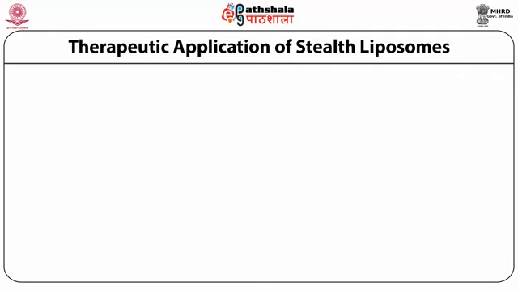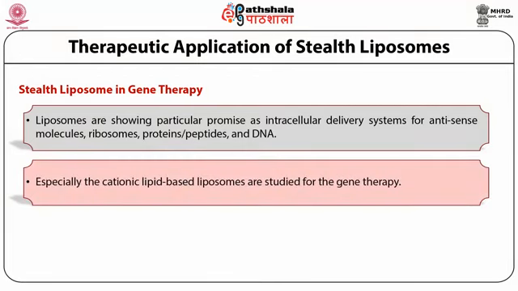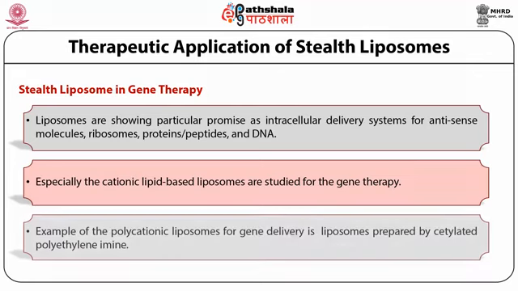Therapeutic applications of stealth liposomes. Stealth liposomes in gene therapy. Liposomes are showing particular promise as intracellular delivery system for antisense molecules, ribozymes, protein and peptide, and DNA. Especially the cationic lipid-based liposomes are studied for the gene therapy. Examples of polycationic liposomes for gene delivery is liposomes prepared by cetylated polyethylene amine.